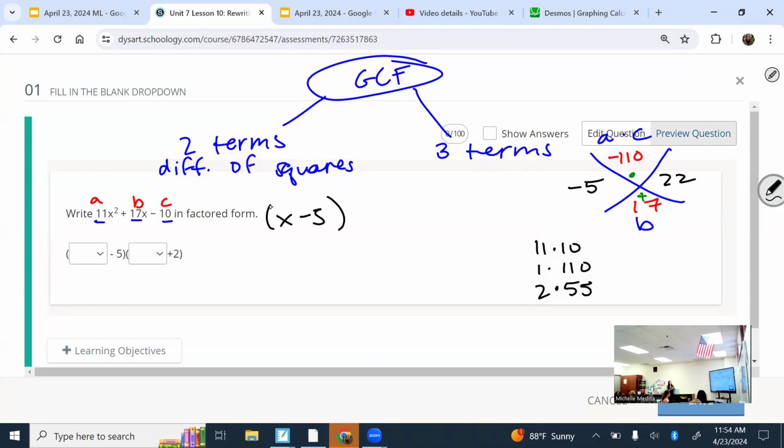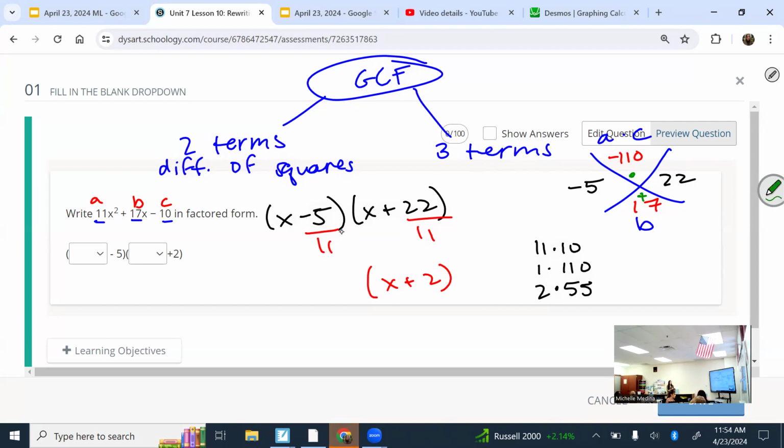However, since A is not 1, I need to continue on with a couple more steps. I need to divide my factors by A. What was A? So I need to divide by 11. If it works out to a whole number, then great. Like here, what's 22 divided by 11? So I can just leave it like that. If it's a fraction, I need to reduce the fraction, and this is already reduced. I can't reduce it anymore.